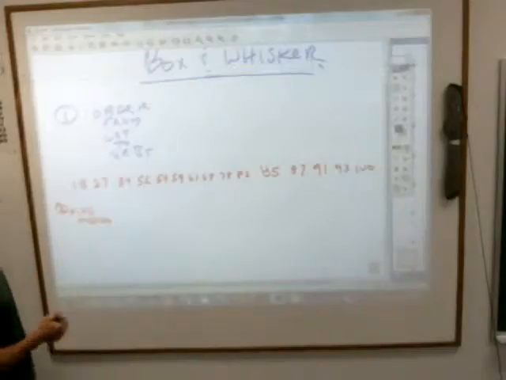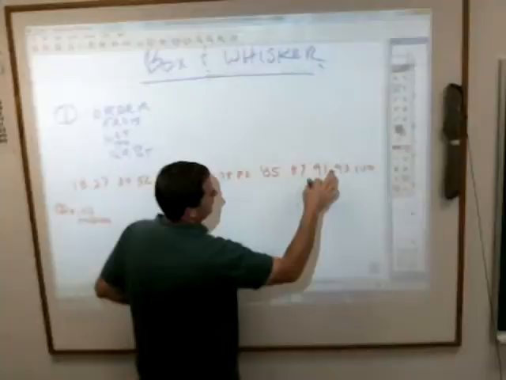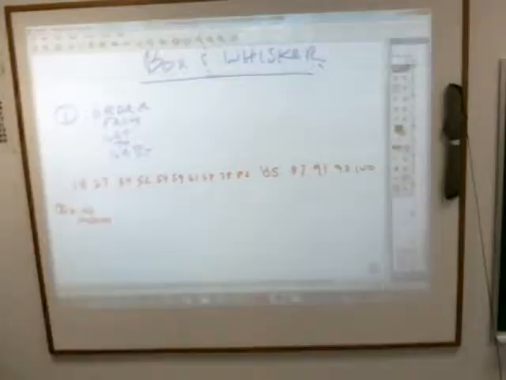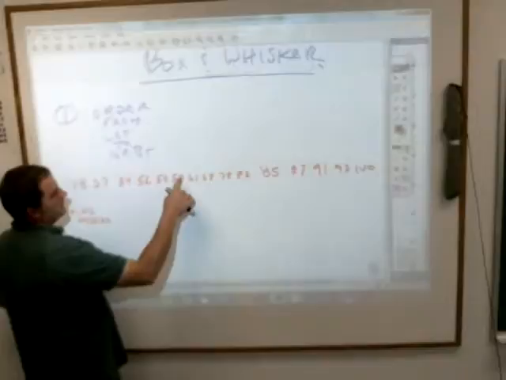The grades, find the middle number. There are 1, 2, 3, 4, 5, 6, 7, 8, 9, 10, 11, 12, 13, 14, 15 numbers. And when there's 15, the middle number would be 8. The 8th number, because there'd be 7 on each side of it. So 1, 2, 3, 4, 5, 6, 7, 8. 68, correct? That's the median.